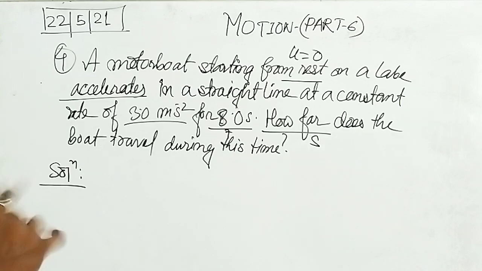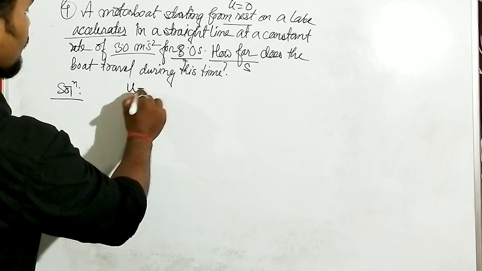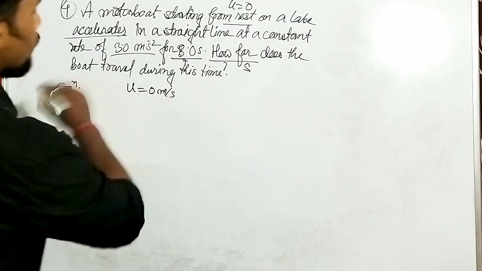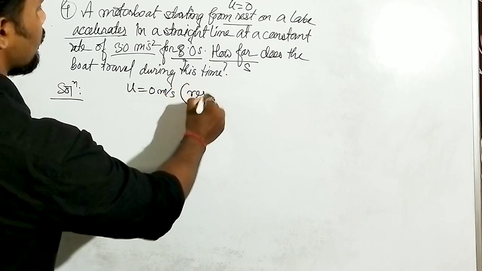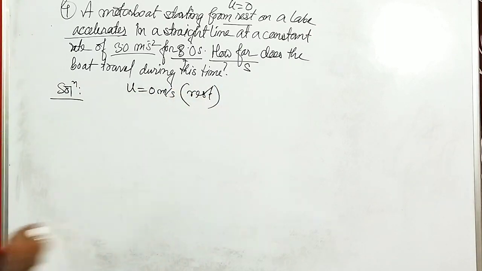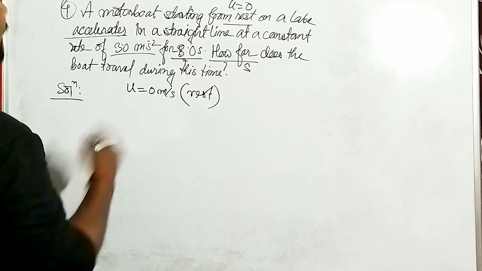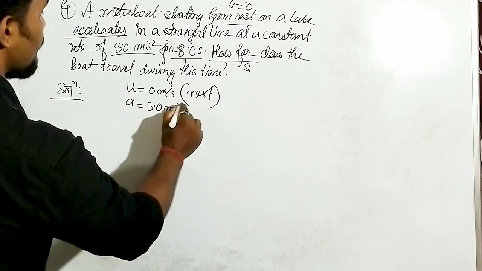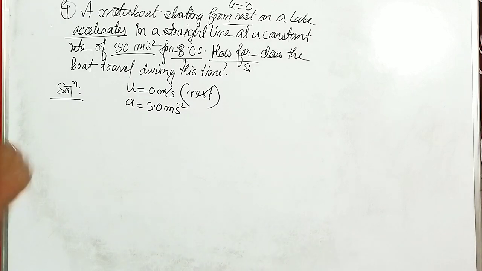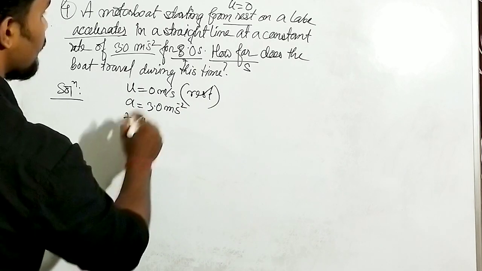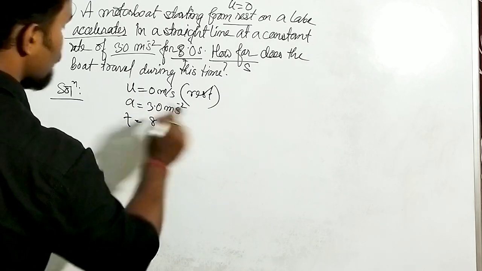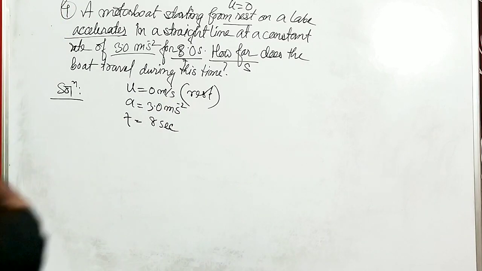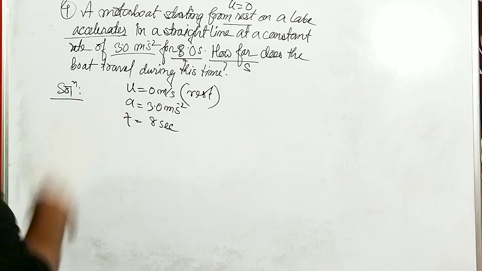Now we will write down what is actually given. We have u equal to 0 meter per second because it was at rest before starting. The rate of uniform acceleration is given, a equal to 3.0, that is 3 meter per second square. And the time is given, that is 8 seconds. I will not write 8.0, but if you want, you can. Now what you have to find is s.